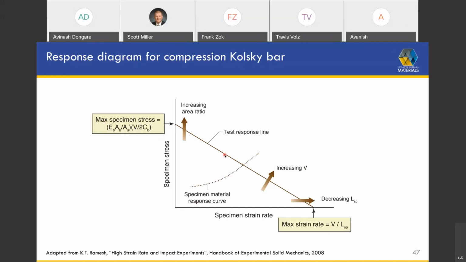And of course, what you find here is if you do this type of calculation, you find that there is going to be some critical strain rate beyond which you can't actually probe your material response. That is, when you test it, you find you don't get into the plastic domain. You just have an elastic response.